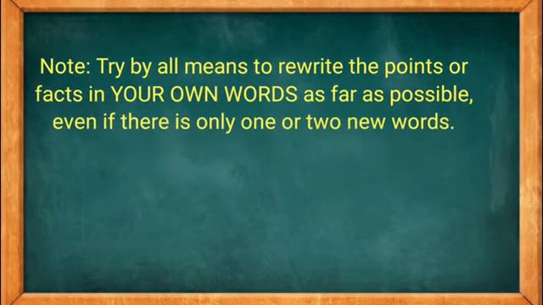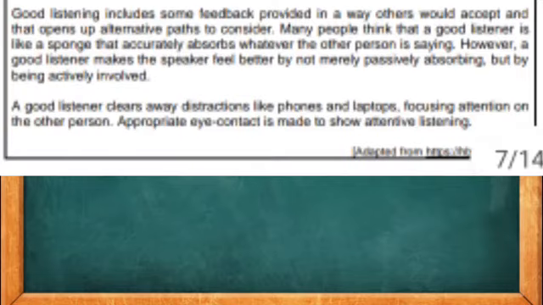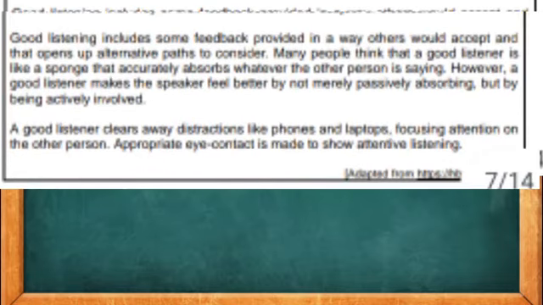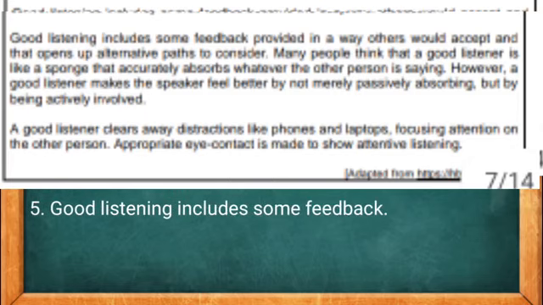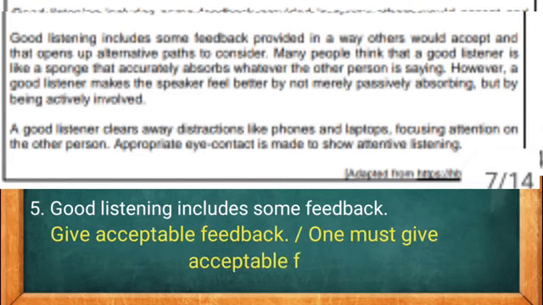But even if there are two new words or three, let's move on to the fourth paragraph. Good listening includes some feedback provided in a way others would accept, and that opens up alternative paths to consider. There's a point right there, and that is our fifth point. Point number 5, or fact number 5. Our point can be written in this way. Give acceptable feedback, or one must give acceptable feedback. Let's read further.